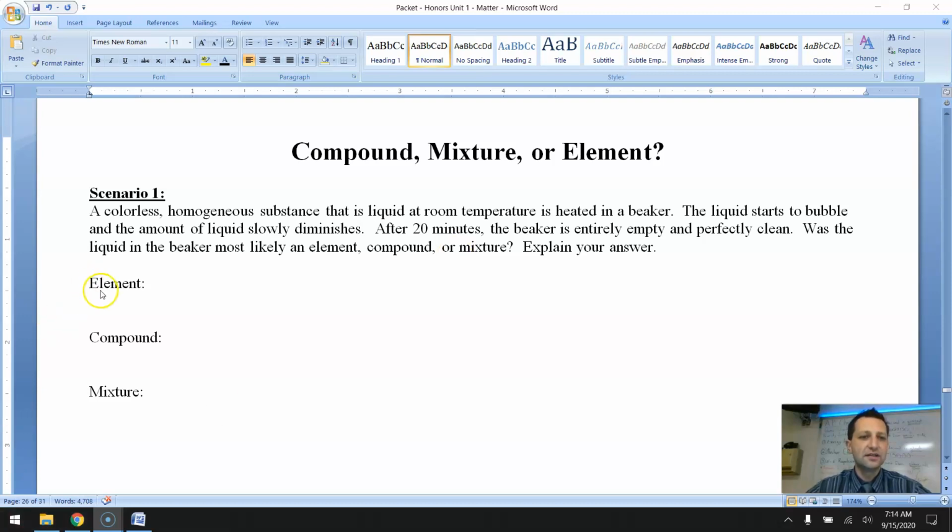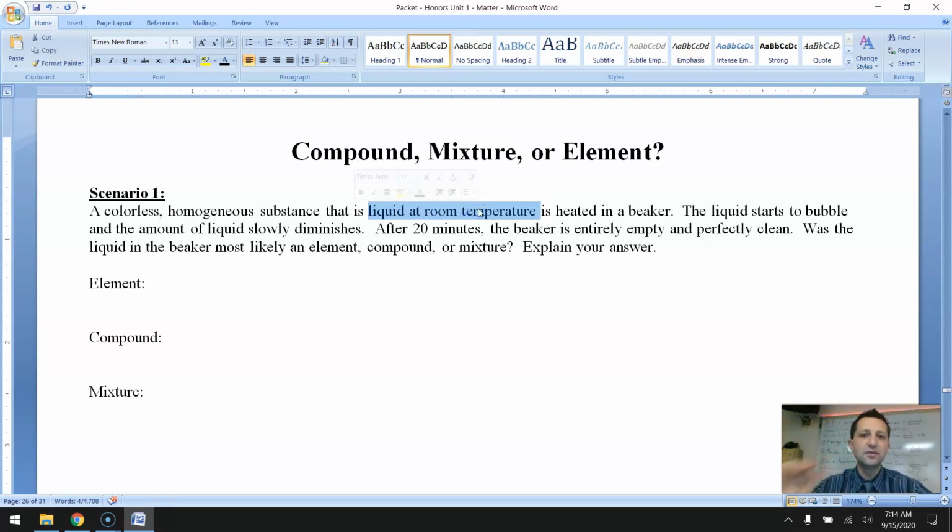The first one says it's a colorless homogeneous substance that's liquid at room temperature heated up in a beaker. So I like to go sentence by sentence and figure out, can I eliminate anything after each sentence or have a better idea of what it is after each sentence. So this is important that it's a liquid at room temperature. I'm going to start with elements, okay?